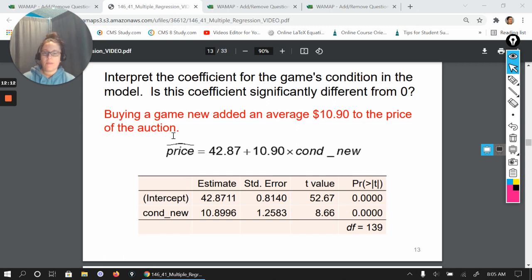So we rejected the null hypothesis. Buying a new game added an average of $10.90 to the price of the auction. There it is. So we have strong evidence that that's true.